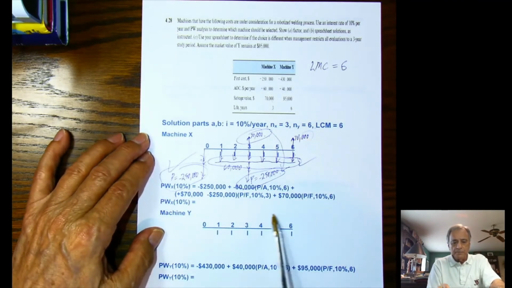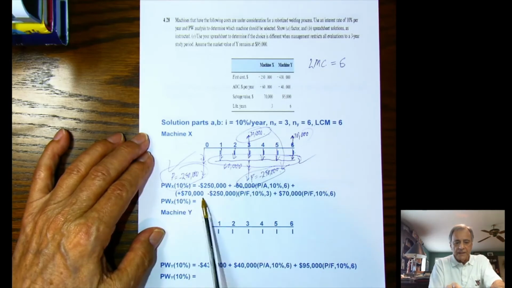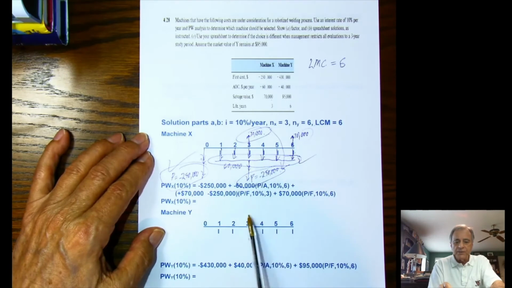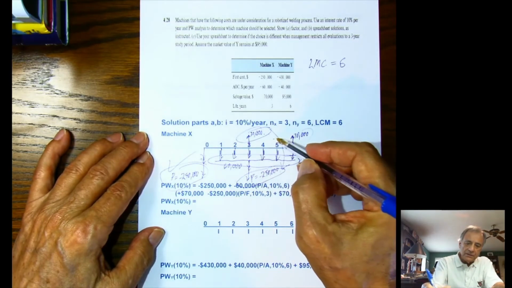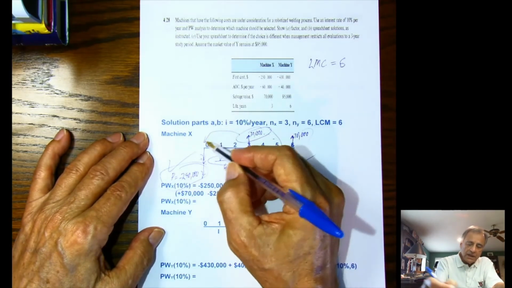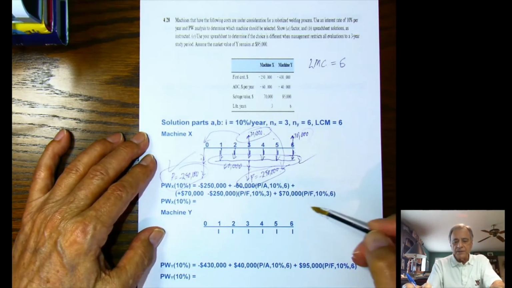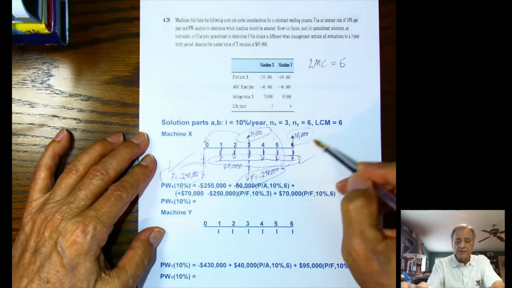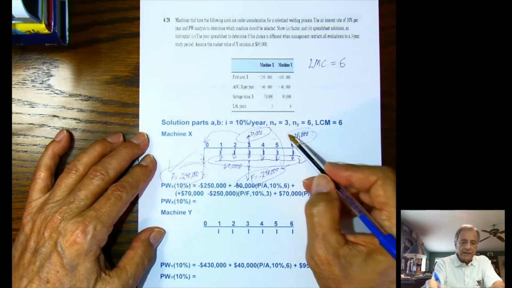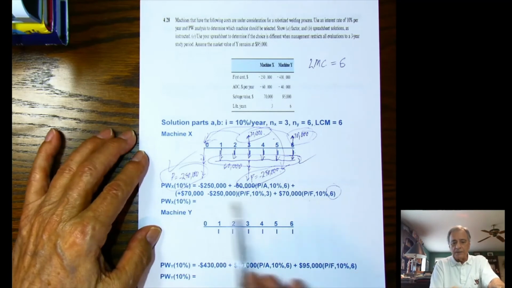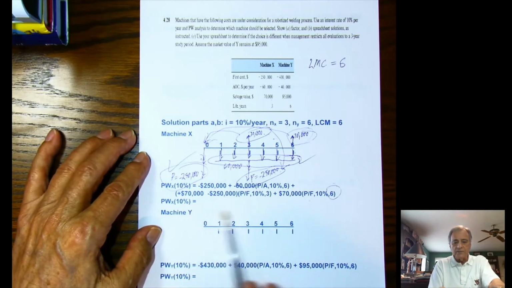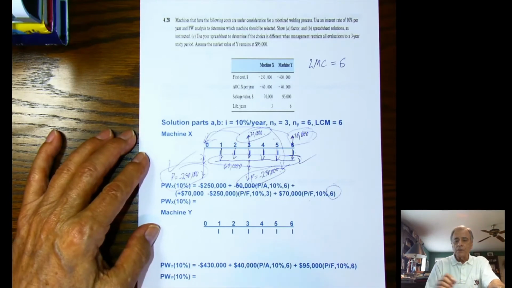So I'm going to take the plus 70 and the minus 250. That's a single payment here at time 3. I'm going to go P given F, 10% for 3 periods. That will bring those 2 things back to time 0. And then I have the plus 70 out there, and it's out there 6 years. I'll bring it back to the present.